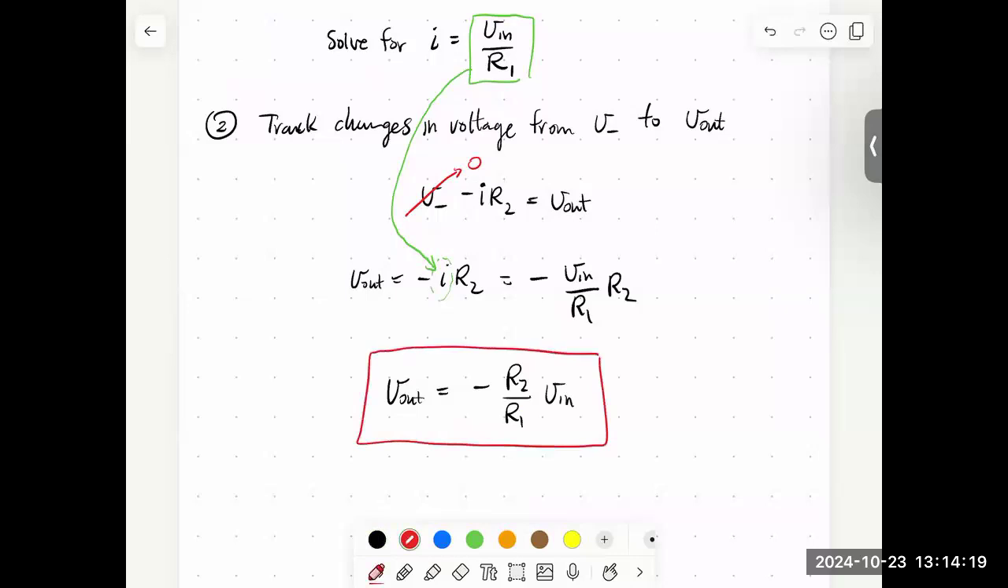So this is the feature we were looking for. The output is proportional to the input, and the scaling factor is minus R2 over R1. So if V in is a positive number, then the V out is a negative number. If V in is negative, V out is positive. That's why it's called an inverting amplifier, because of that negative sign. So this is the inverting part of our amplifier.